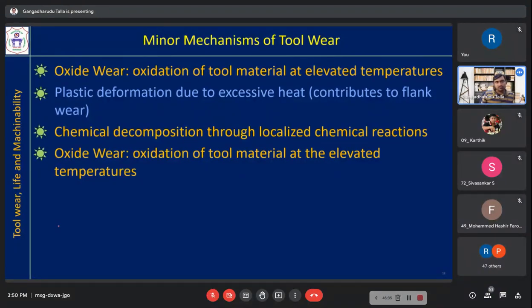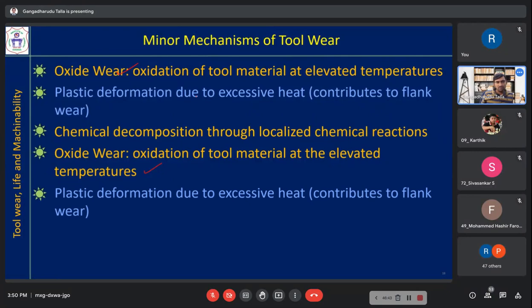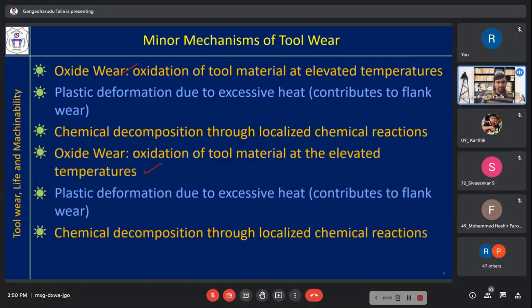And of course, we have seen this. Oxide wear, same thing. So this is repeated actually by mistake.